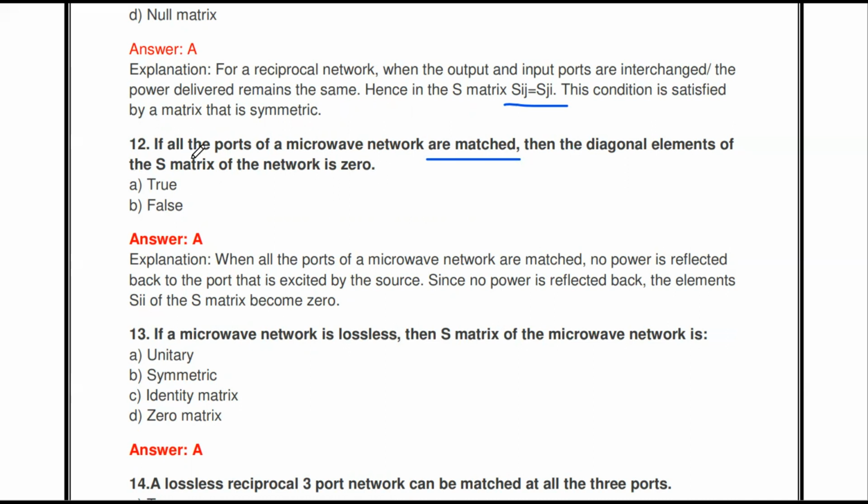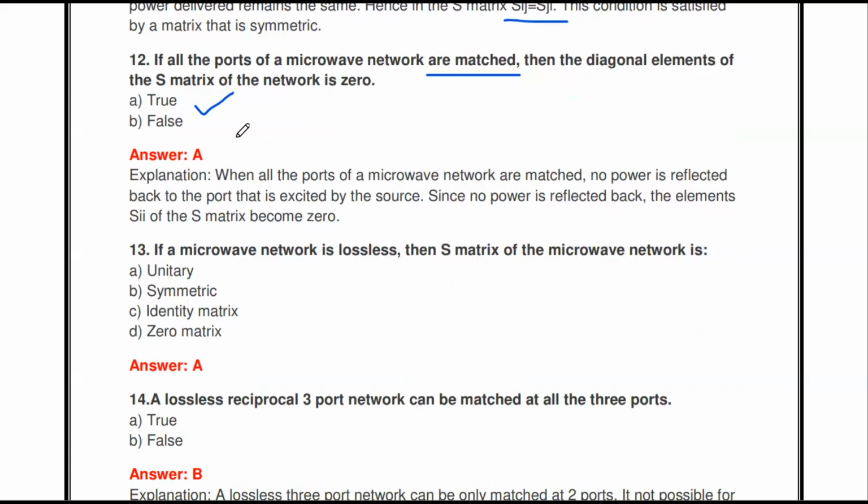If all ports of the microwave network are matched, then the diagonal elements, S11, S22, S33, are 0. So the statement is true or false? The statement is true. When all ports of the microwave network are matched, no power is reflected back to the particular port. So all the Sii values, S11, S22, S33 in a 3 by 3 matrix, the diagonal elements, are 0. So the statement is true.